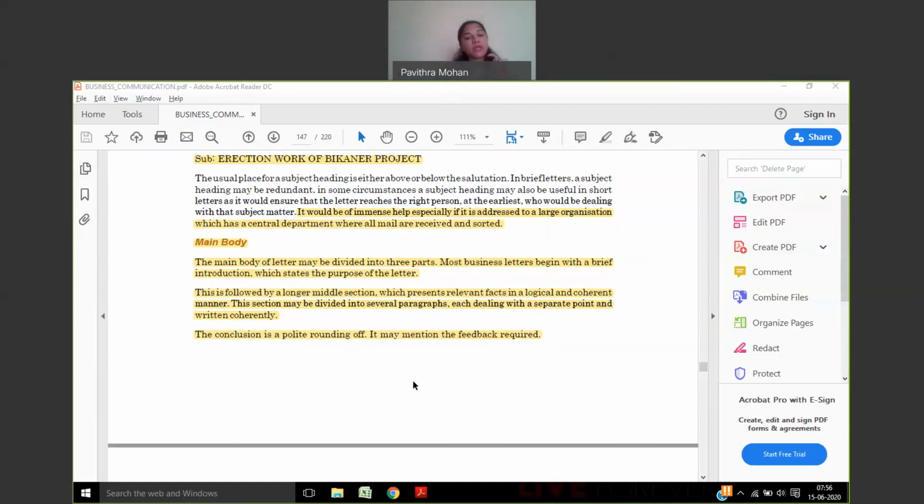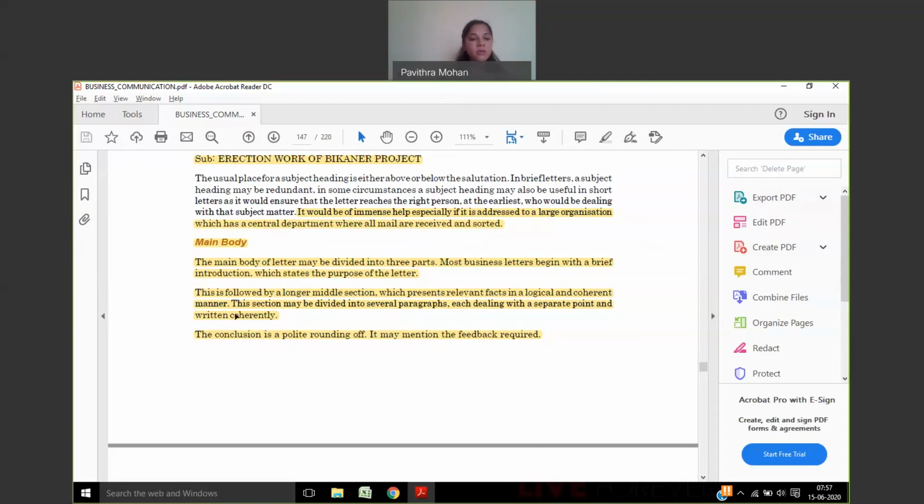So the main body of the letter. What happens in the main body? The main body of the letter may be divided into three parts. Most business letters begin with a brief introduction which states the purpose of the letter. The first one might be: I, Pavithra Mohan, working for ABC Private Limited, hereby write this letter as a reply to the mail received by you on so and so date with respect to the erection work of the beginner project. So here I'm writing the first part as an introduction.